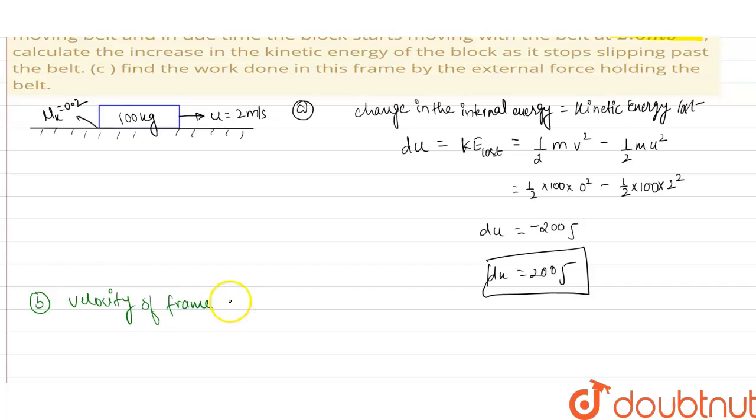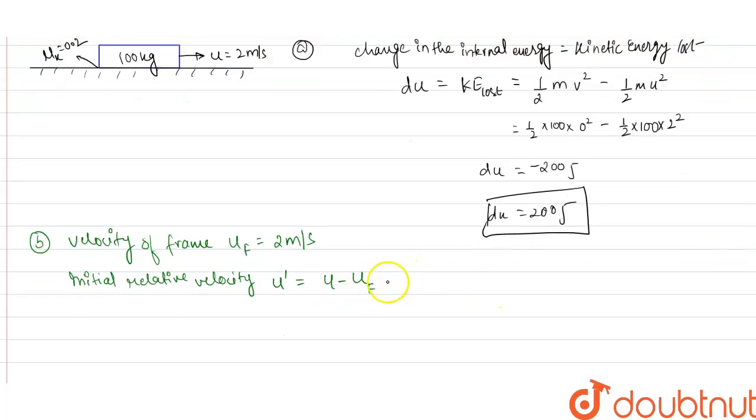Let us suppose it is represented as uf, which is given as 2 meter per second. Correct. Now find the relative initial velocity. Let us represent it as u dash, which will be the initial velocity minus the velocity of the frame. The initial velocity is given as 2 meter per second and the velocity of the frame is also 2 meter per second. So the initial relative velocity will be 0 meter per second.